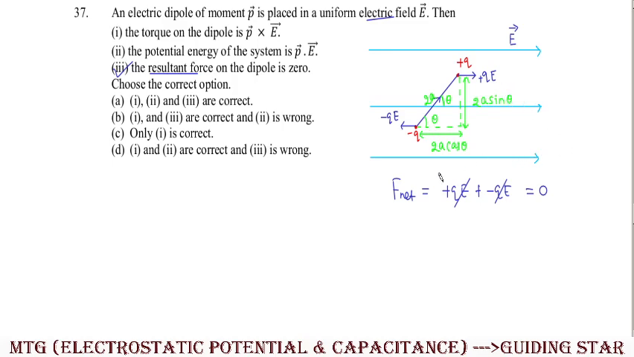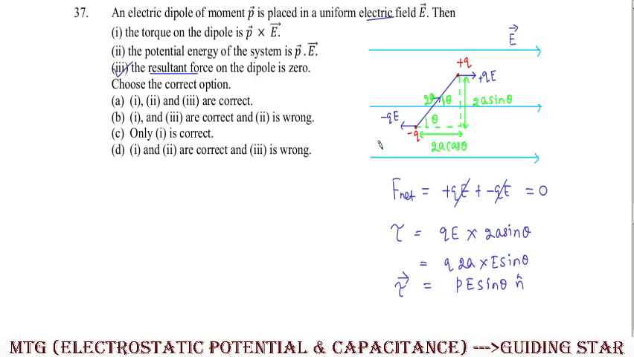Clear? Okay. So then what is the value of the torque? The torque tau will be equal to either of the forces into the perpendicular distance between the forces. So either force, we can write QE, into the perpendicular distance, which is 2a sin theta. So it will be Q into 2a into E sin theta. Q into 2a is nothing but P, so tau is P E sin theta. This is the magnitude of torque, but as torque is a vector quantity, it will have some direction.